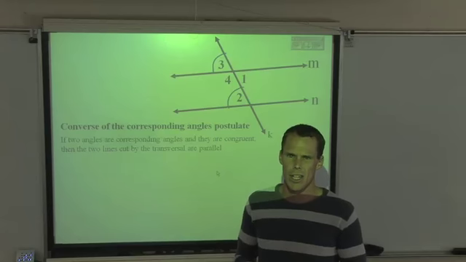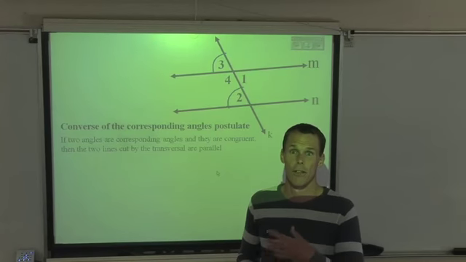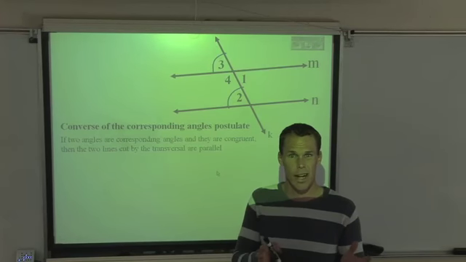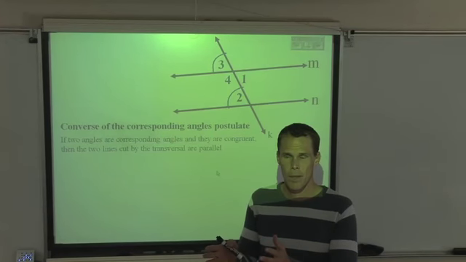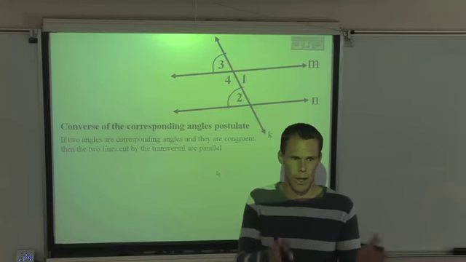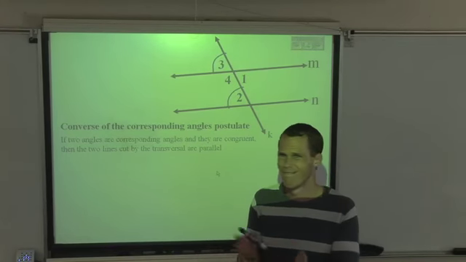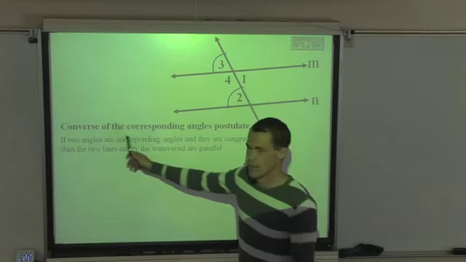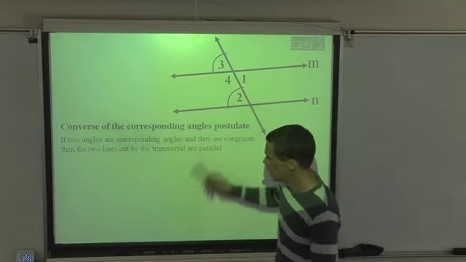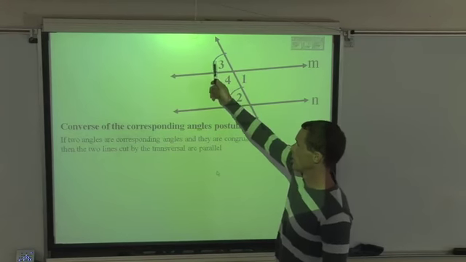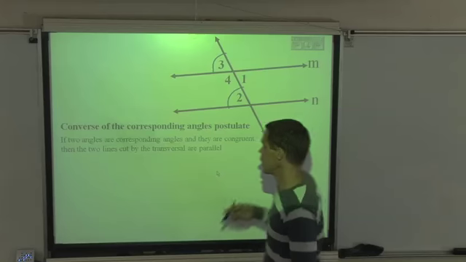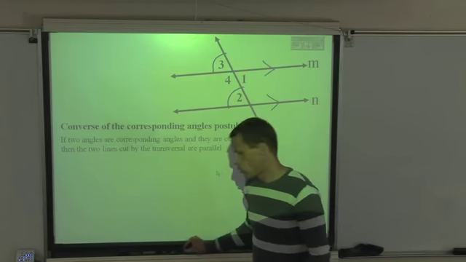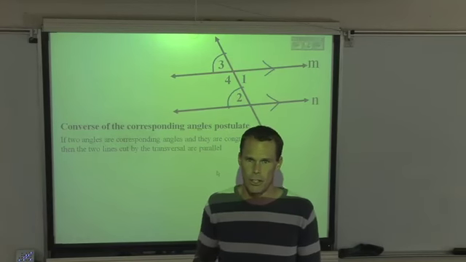It's important that we study converses because we studied the vertical angle theorem a few days ago, which says if two angles are vertical, then they are congruent. But the converse of that doesn't work. If two angles are congruent, then they're vertical. So there is no converse to the vertical angle theorem. However, there is a converse to the corresponding angles postulate. If the angles are congruent, then we can say the lines are parallel. We're just changing what comes first.